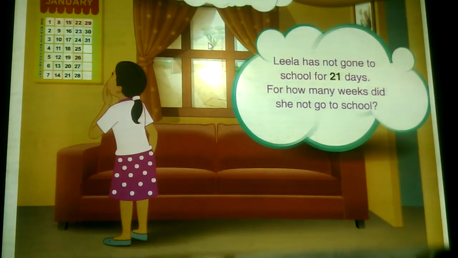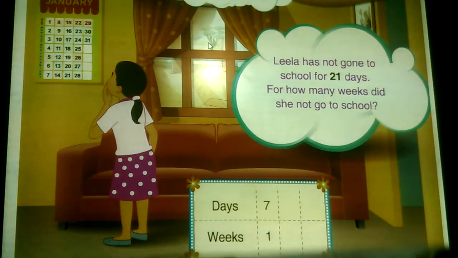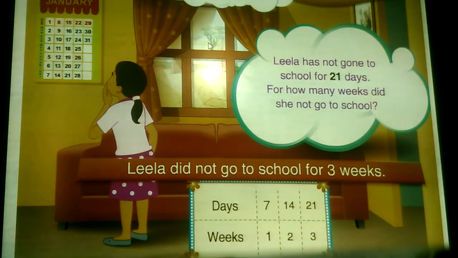Leela has not gone to school for 21 days. For how many weeks did she not go to school? There are 7 days in a week. So we start with 7. 7 added to 7 gives 14. And 7 added to 14 gives 21. That is, Leela did not go to school for 3 weeks.